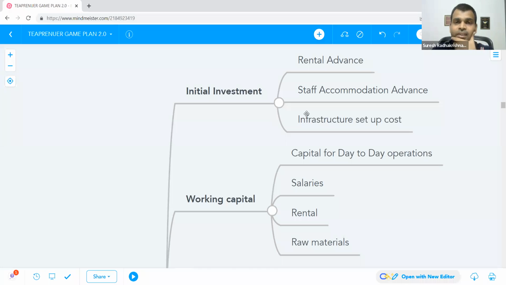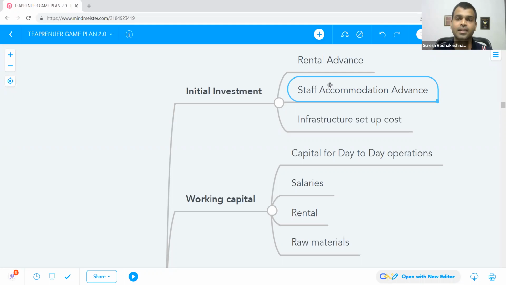Very simple, right? So the initial investment will go into rental advance, staff accommodation advance. This is also something that you need to take into account. If you're employing people from other districts or other states, you might need to provide accommodation. So you need to find a room for them. So that advance will be there. Let's say the rental for that is 6,000 rupees. 6, 7 months or 10 months of rental as an advance. It will be 50,000 to 60,000 rupees.